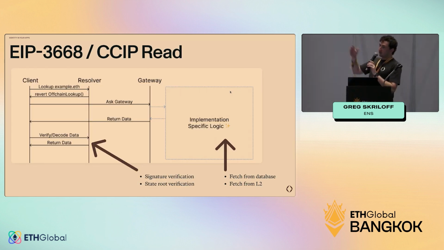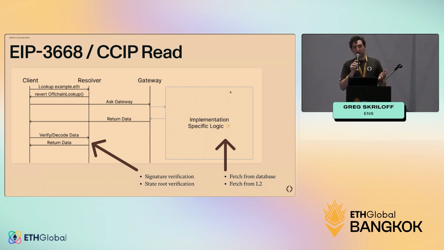So if we look at this diagram, the client, let's say, is MetaMask wallet. The resolver is a smart contract on mainnet Ethereum, and the gateway is an API that you have somewhere in your backend. Right? I want to look up example.eth. I ask the resolver what is the ETH address of example.eth, and it reverts with this off-chain lookup that basically tells MetaMask, again in this example, to ask the same question to this gateway. And then the gateway will return some data that it gets from an off-chain data source.